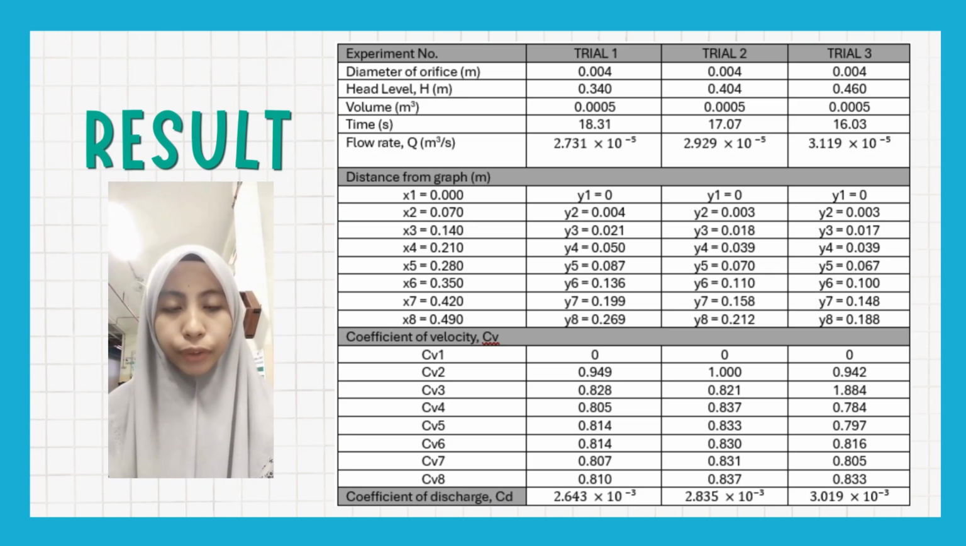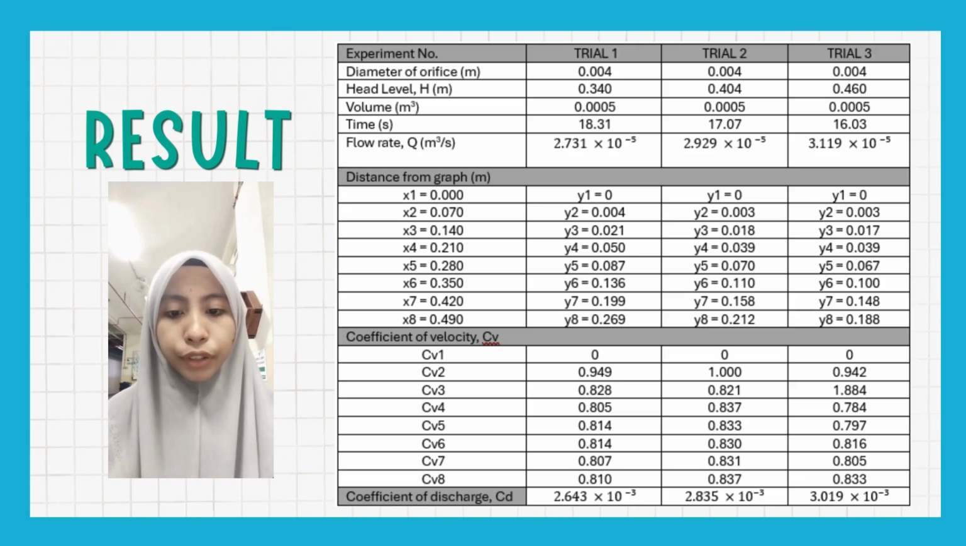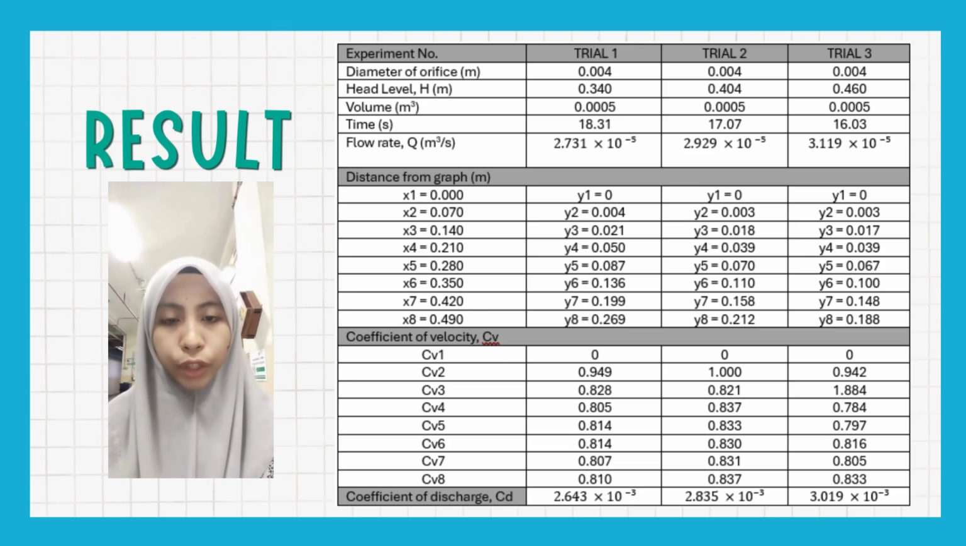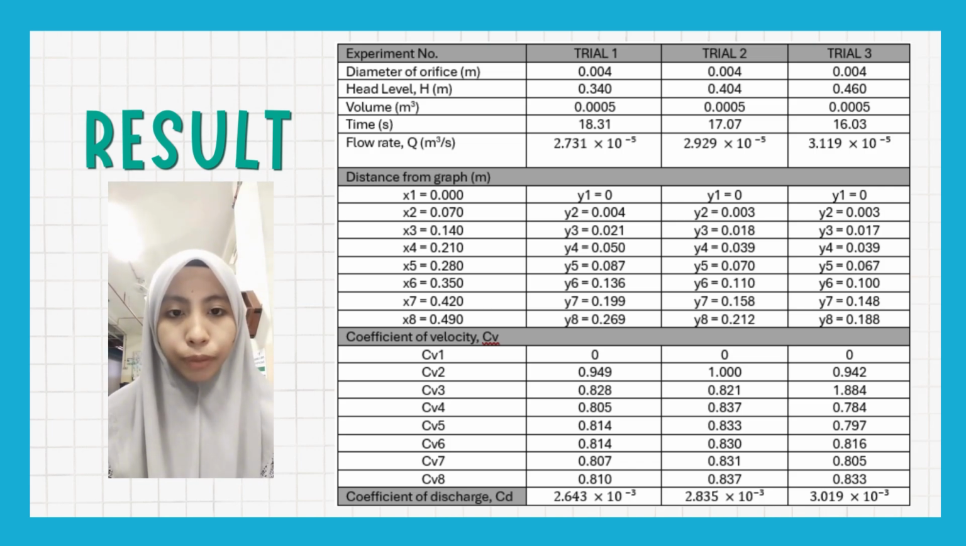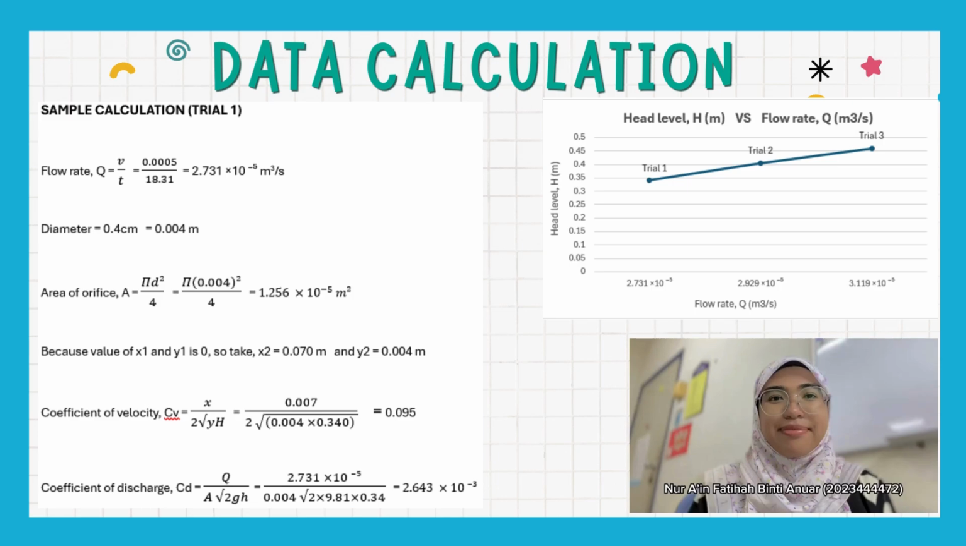To find the flow rate, Q, we use the formula volume per time. After doing the calculation, the flow rate for the first trial is 2.731 meter cube per second, trial 2 is 2.929 meter cube per second, and the flow rate for trial 3 is 3.119 meter cube per second. After that, we need to find the distances x and y from the graph that we plotted earlier during this experiment, where x is horizontal and y is vertical.